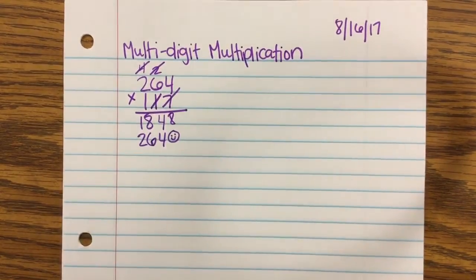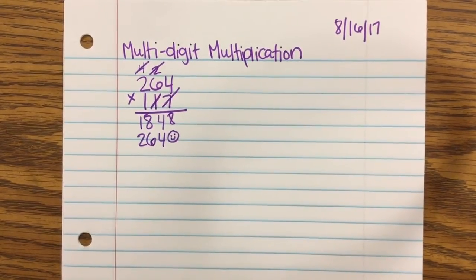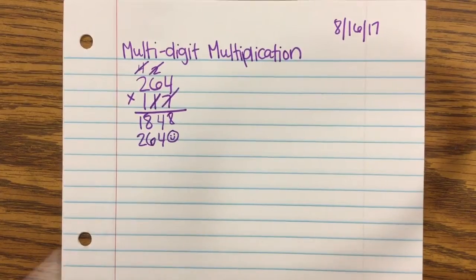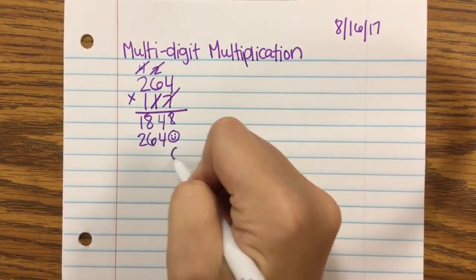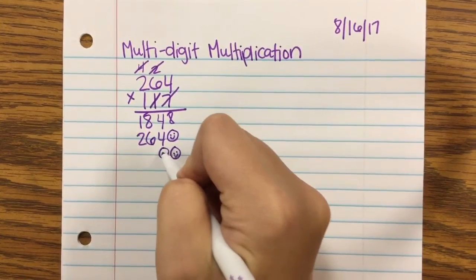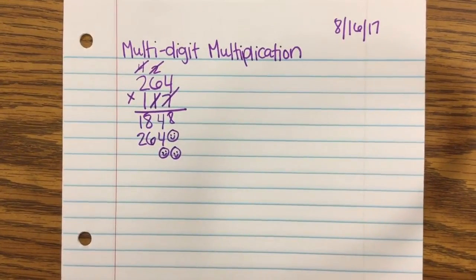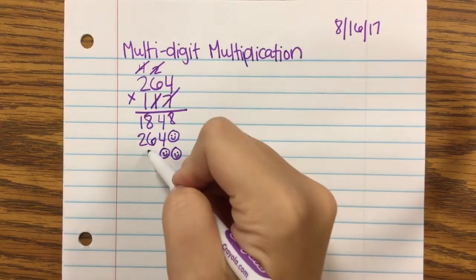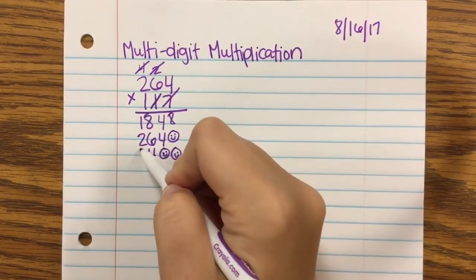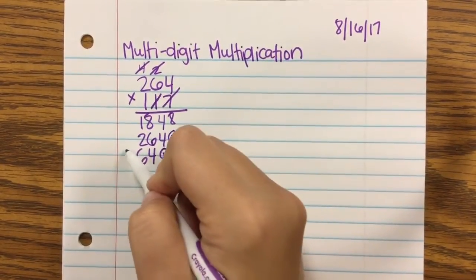And since I'm multiplying by my hundreds place, how many placeholders do I need down at the bottom? 2. Because that 1 is in the hundreds place. 100 has 2 zeros. So I add my 2 zero placeholders. Now I can multiply by 1. What's 1 times 4? 4. What's 1 times 6? What's 1 times 2?